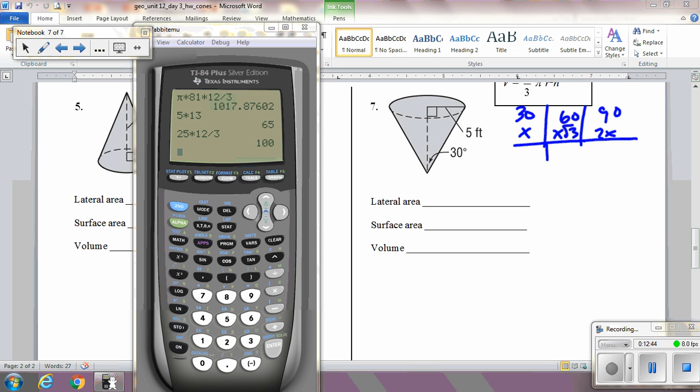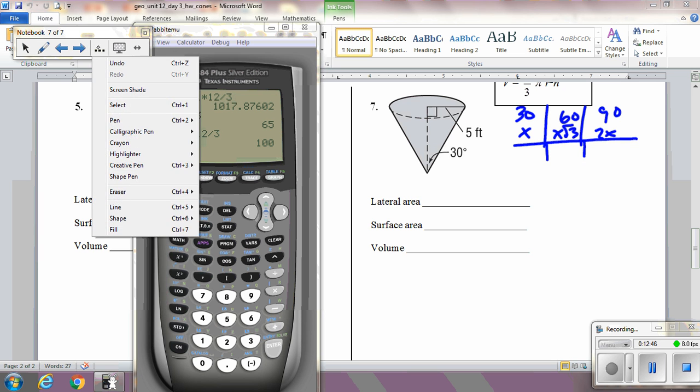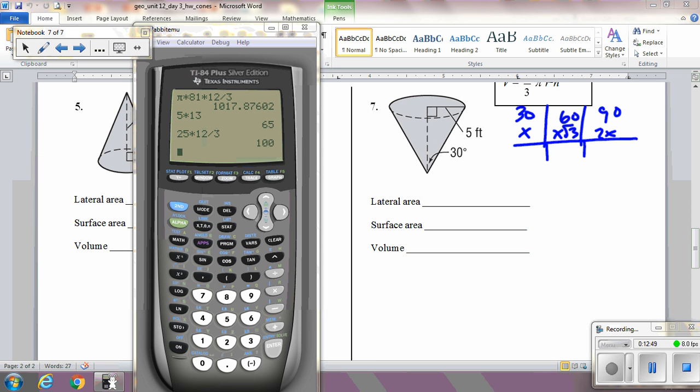So the only side we are given is the side that is across from 30. 30 is in this corner. Across from 30 is 5, which represents our radius. So following the pattern, that means the next thing should be 5 square root of 3, which would be your 3D height. And then the next thing should be 2 times 5, which is 10, which is your slant height. So again, your 3D height is 5 root 3, and your slant height is 10.